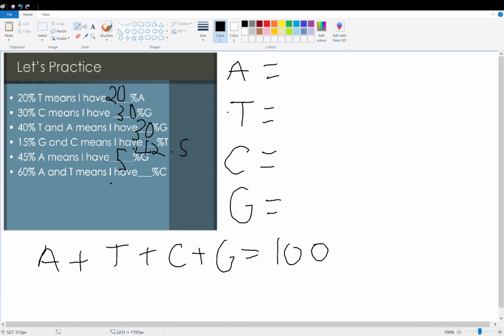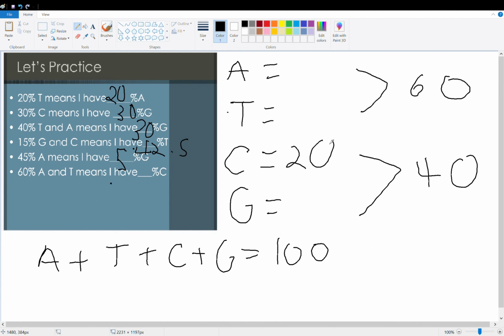I have 60% A and T, means I have how much C? Again, A and T together means they add up to 60. So A and T is going to equal 60 together. How much C do I have? In order to figure out how much C I have, I need to make sure all the bases sum up to 100. So 100 minus 60 is 40. I have 40% G and C. And again, divide that by half to figure out how much C and G you have. This is 20. 20, 30, 30. So your answer for this problem should be 20%.